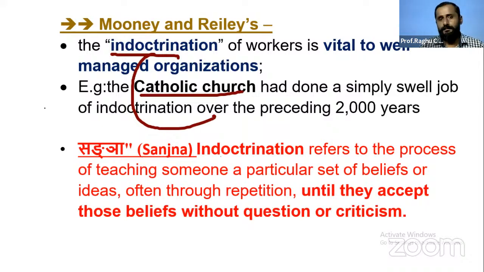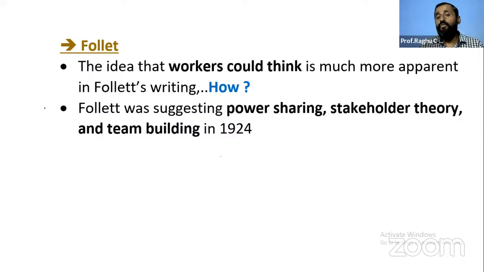Similarly, Follett. The idea that workers can think is much more apparent in Follett's writing than in Mooney and Reiley. Follett suggested things like power sharing, stakeholder theory, team building. So here, this is way back in 1920. When we discuss the concept of authority, we'll discuss these things.